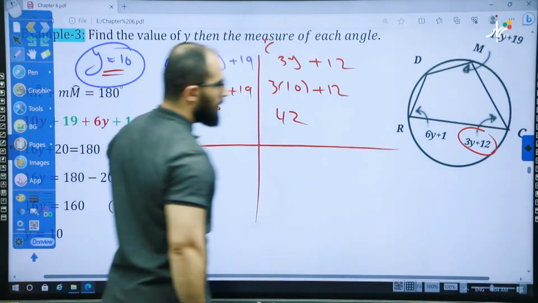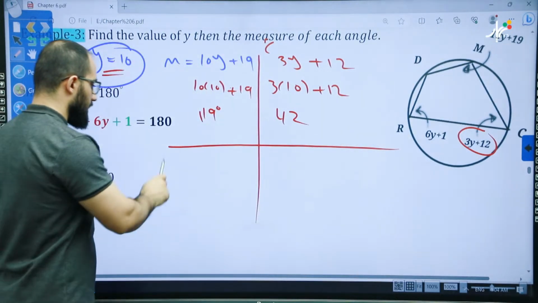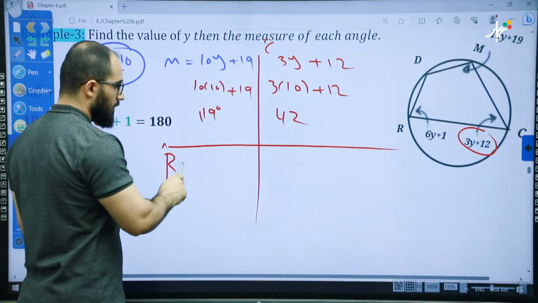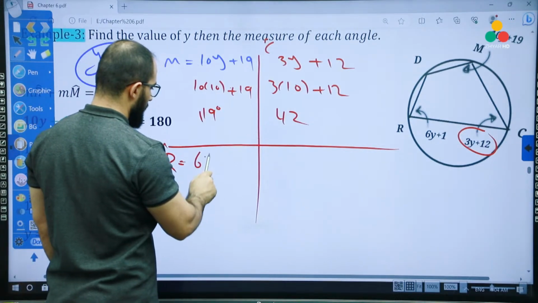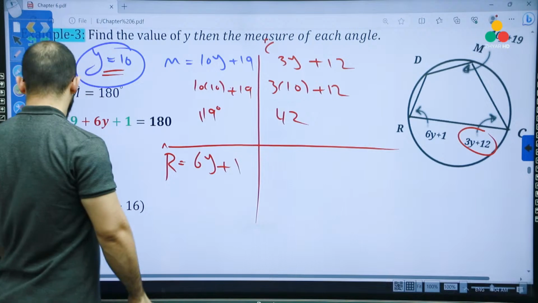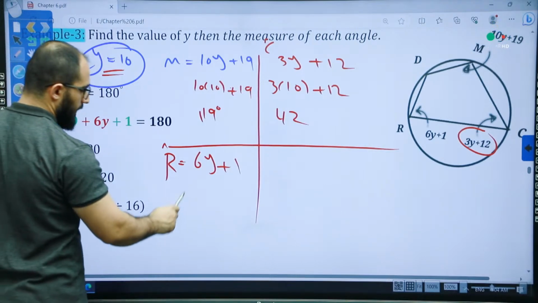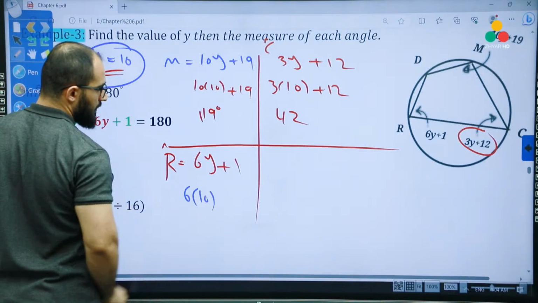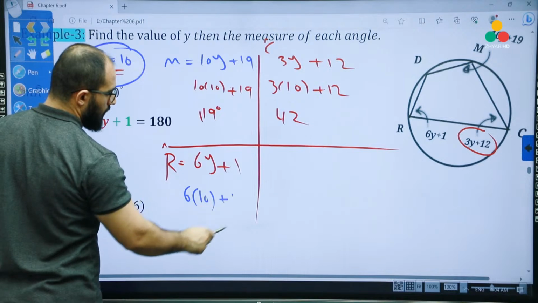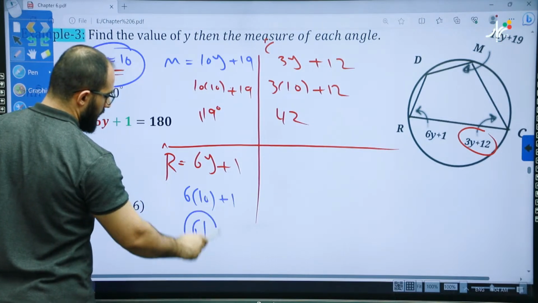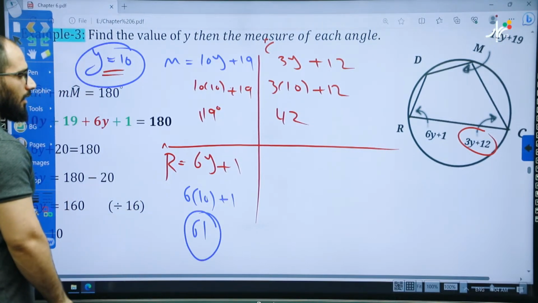Then let's find the measure of r. The measure of r is 6y plus 1. The value of y is 10. 6 times 10, 60, plus 1 is 61. This is the measure of r.